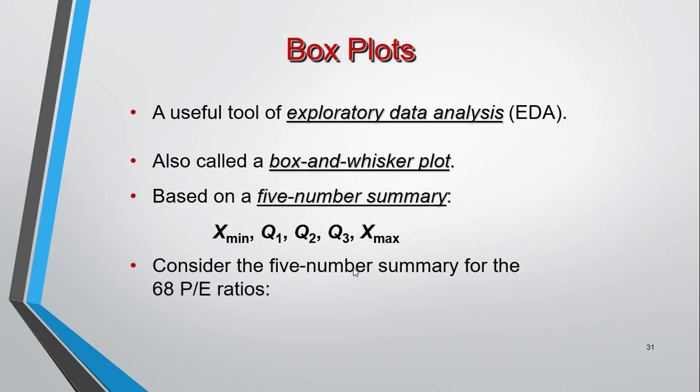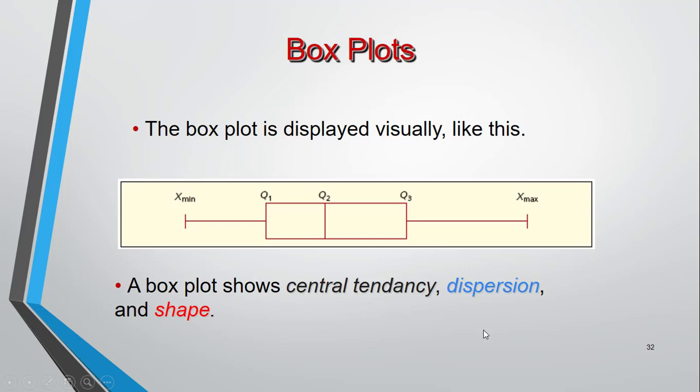And let's consider the 5-number summary for the 68 PE ratios. The minimum is 7, the maximum is 91. The first quartile is 14, the second quartile is 19, which is also the median, and the third quartile is 26. If you put it on a box plot, it's displayed like this.